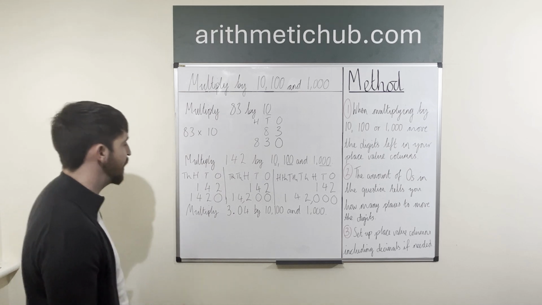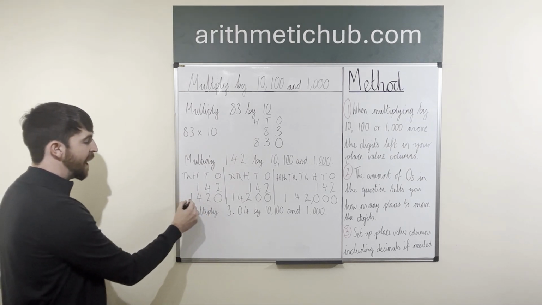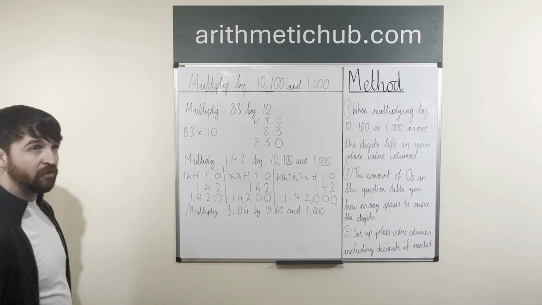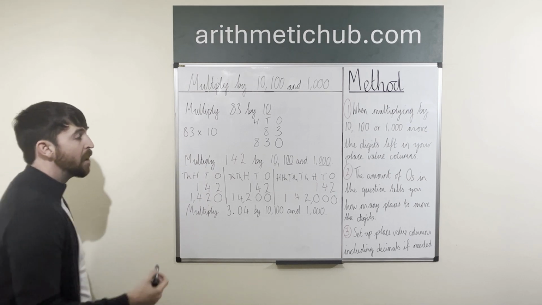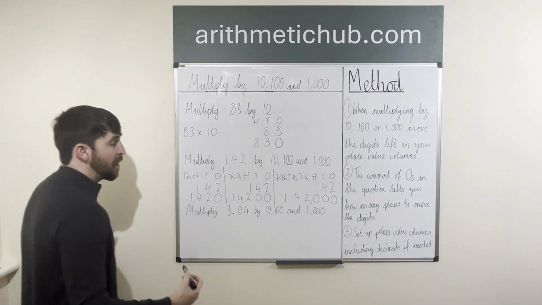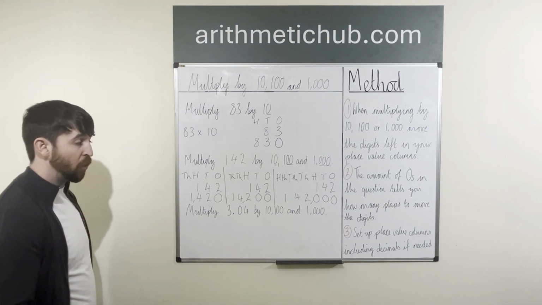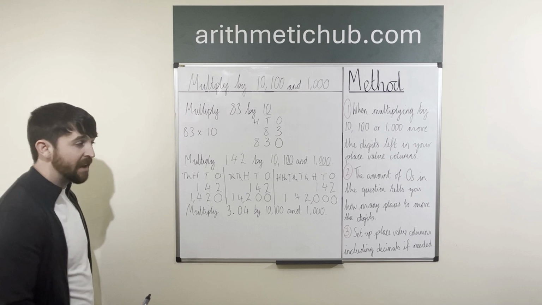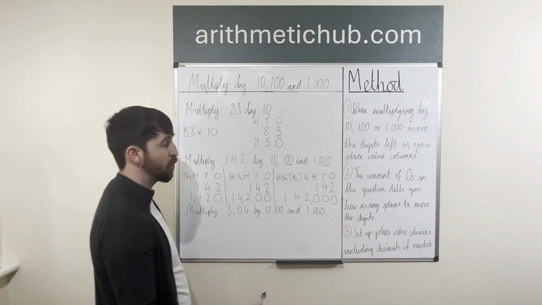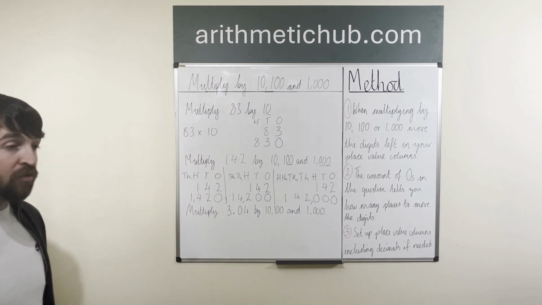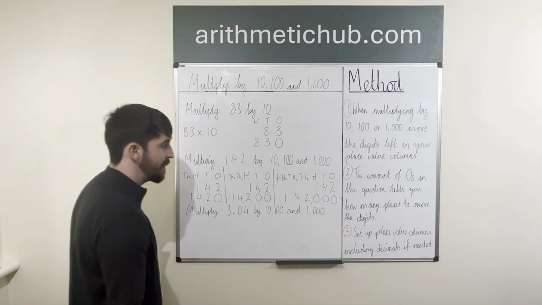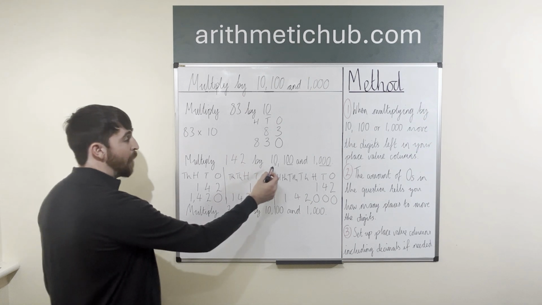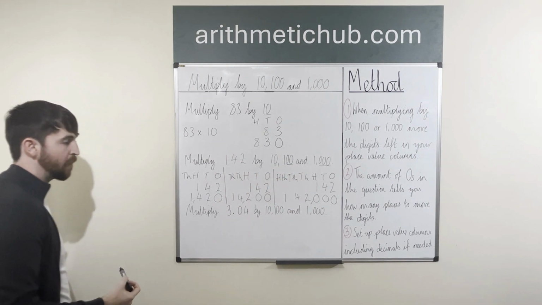Does it sound right? 142 times 10 is going to give us 1,420. Yeah, sounds about right. 142 times 100 is going to give us 14,200. Yeah, sounds about right. And 142 times 1,000 is going to give us 142,000. Yeah, it looks about right, and we can see that there with these questions, okay?